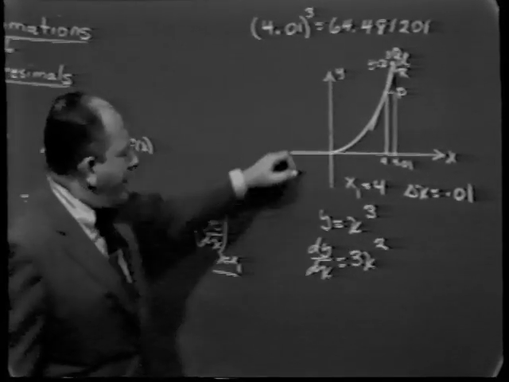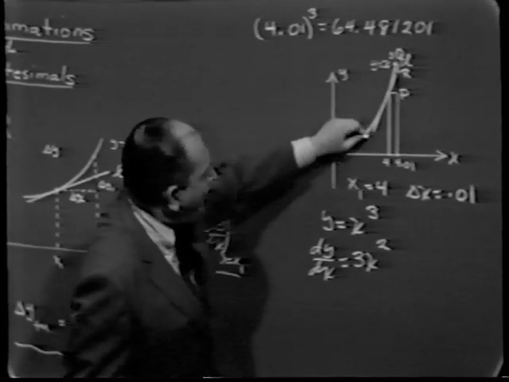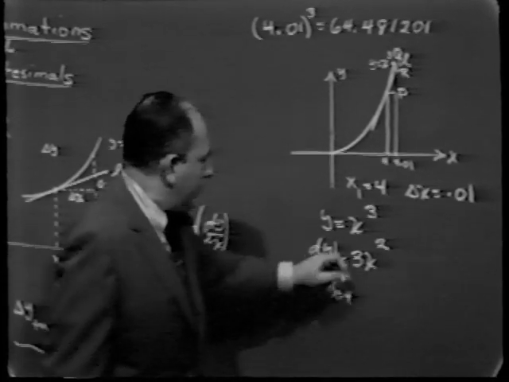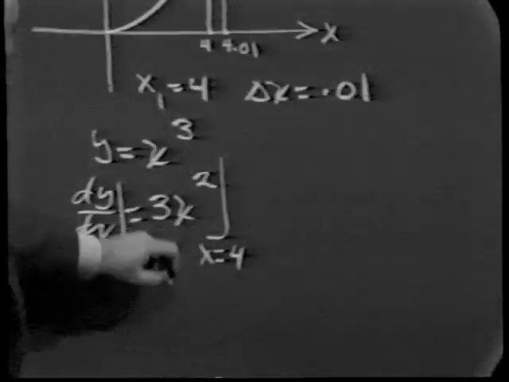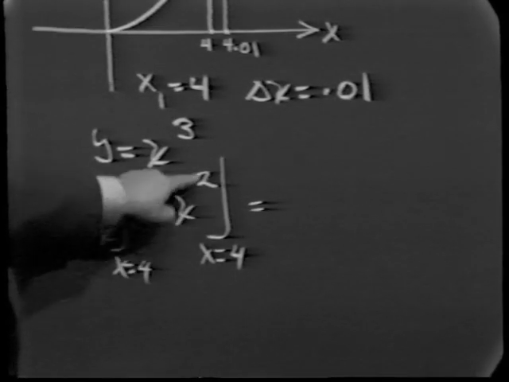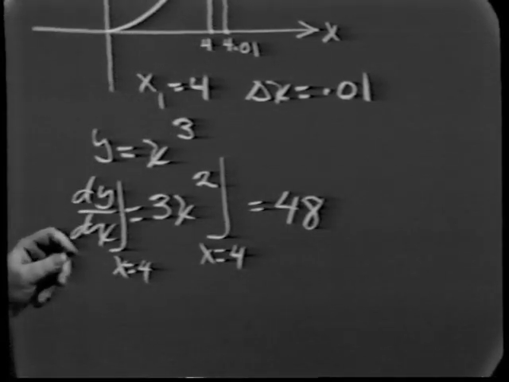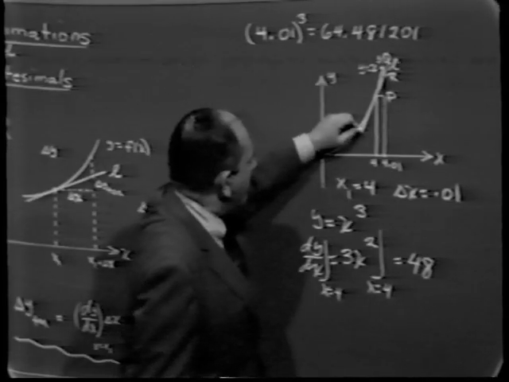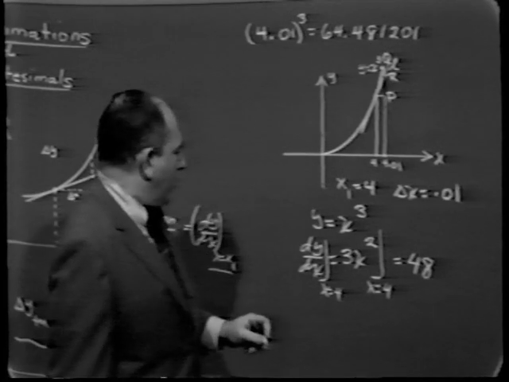Now, I don't want dy dx at any old point. I want to compute it when x is 4, so I can find the slope of the line L. And when x is 4, this, of course, simply is what? 4 squared is 16 times 3 is 48. So what do I have? I have that the slope is 48. I also have that delta x is 0.01.